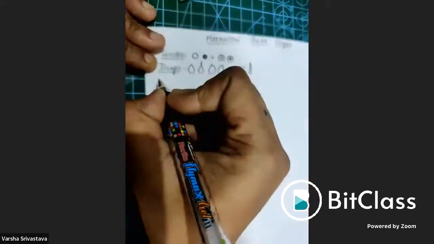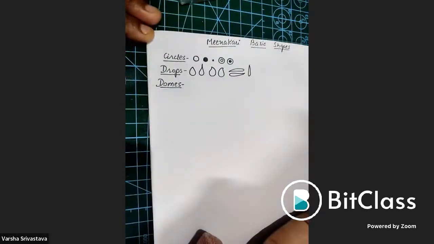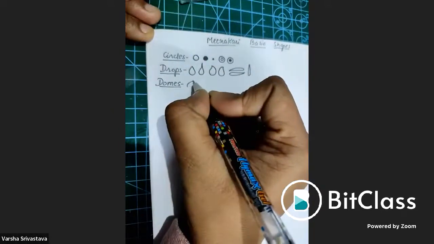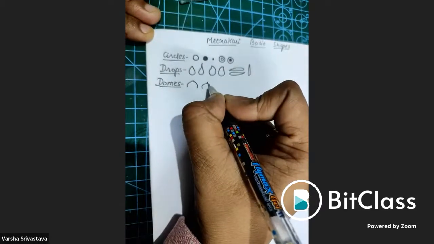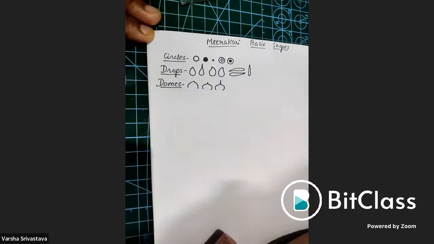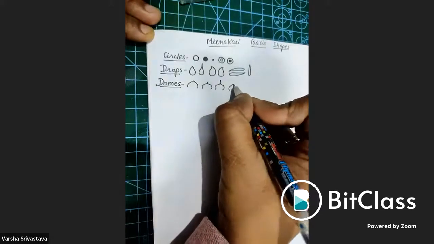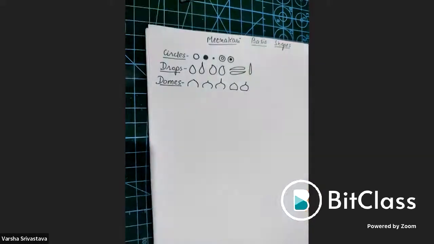Next, I'm going to make the domes. D-O-M-E-S. Domes. Now for making the domes, this is a normal dome. Little bit pointed and very much pointed. Okay. And then you can just make a normal dome and you can make the line as well. So you can make the lines also like this.